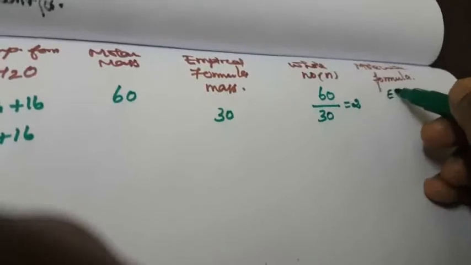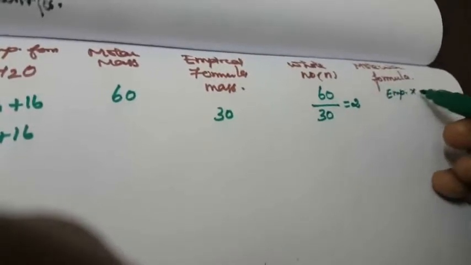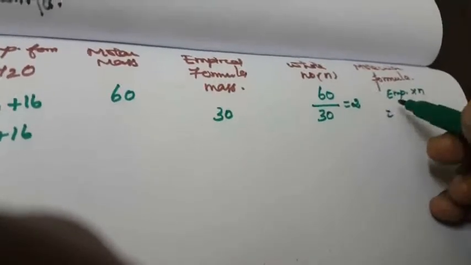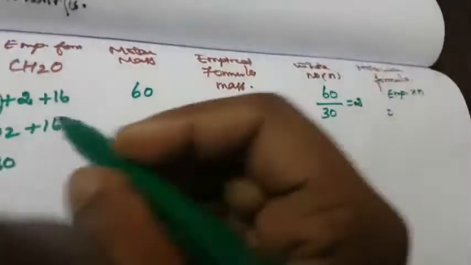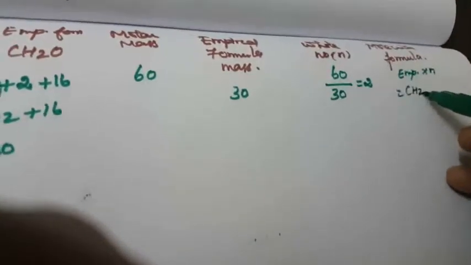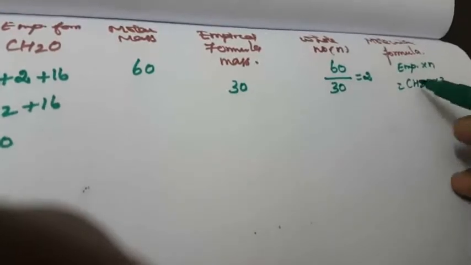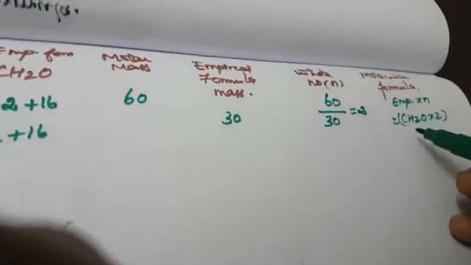So the molecular formula is the empirical formula multiplied by n. Okay, so this is the formula. What is the empirical formula? CH2O multiplied by 2. How to multiply? You multiply with the subscript number.